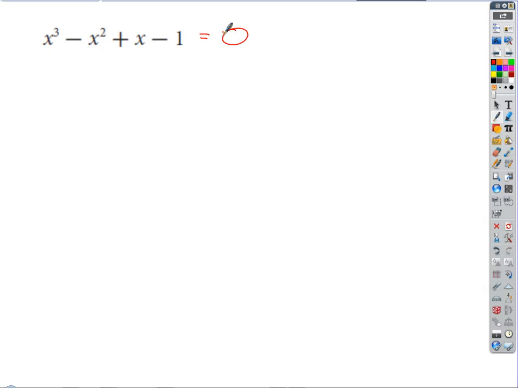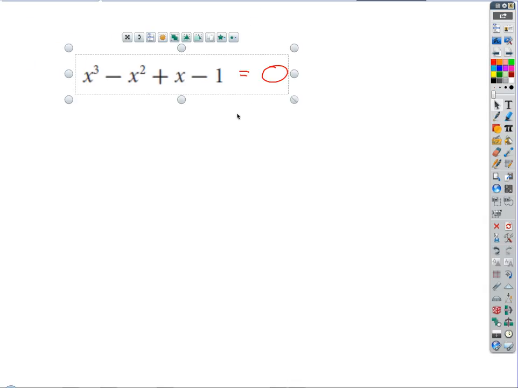One approach is called factoring by grouping, and this is a pretty common approach. I do want to preface this by saying that factoring does not always work. There are going to be lots of cases where you simply can't solve a polynomial equation by factoring. You have to do something else.